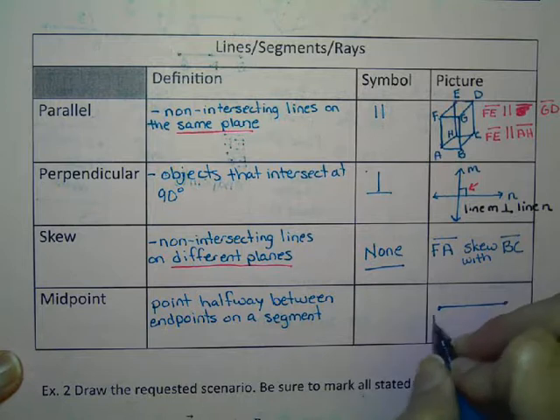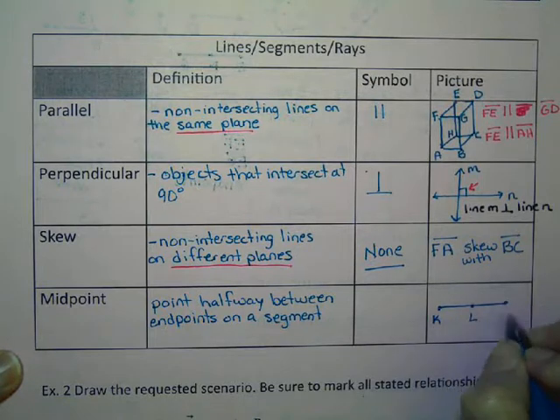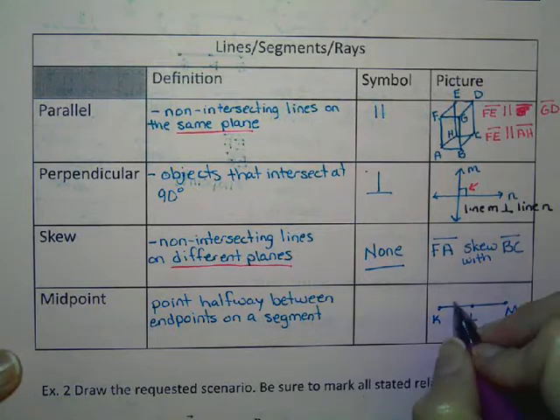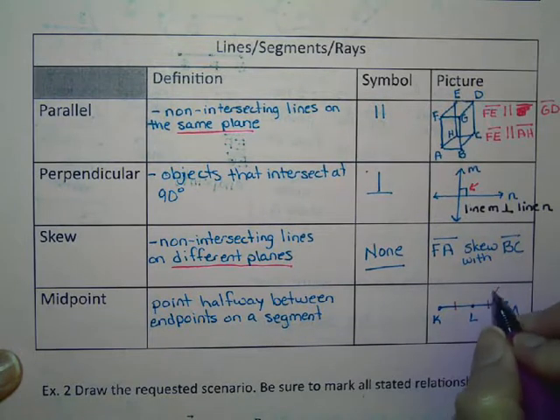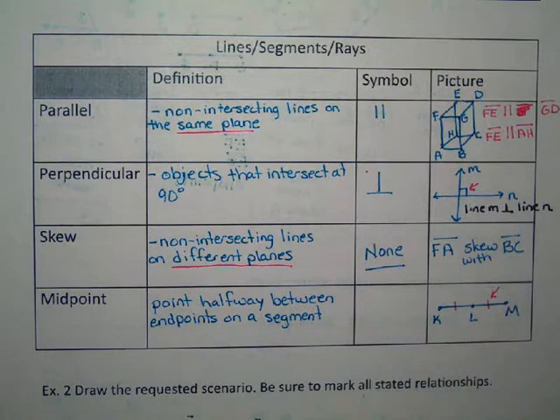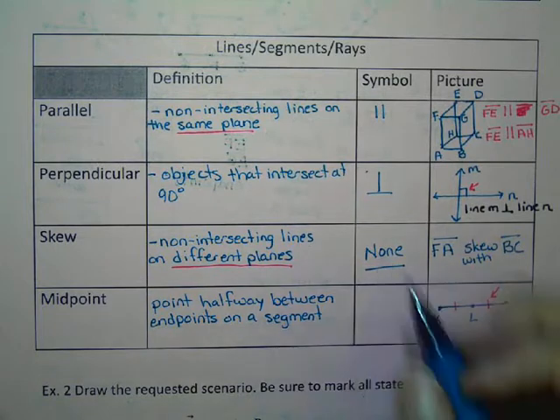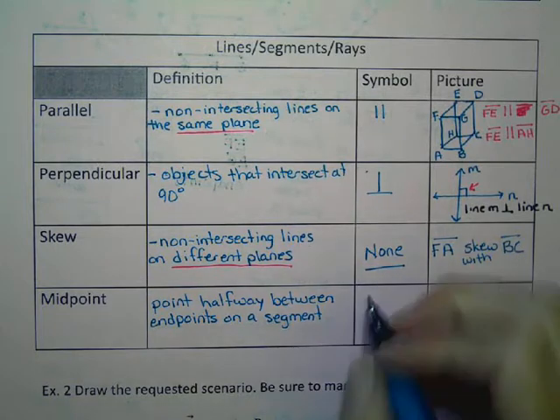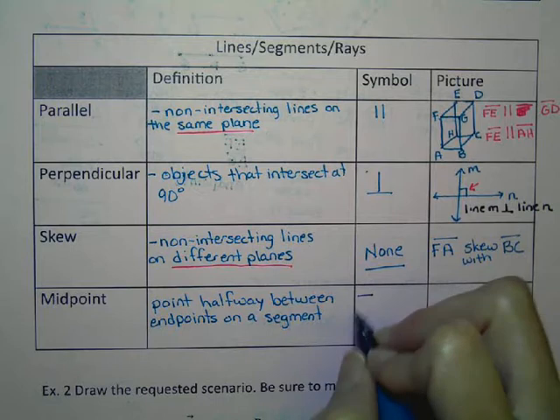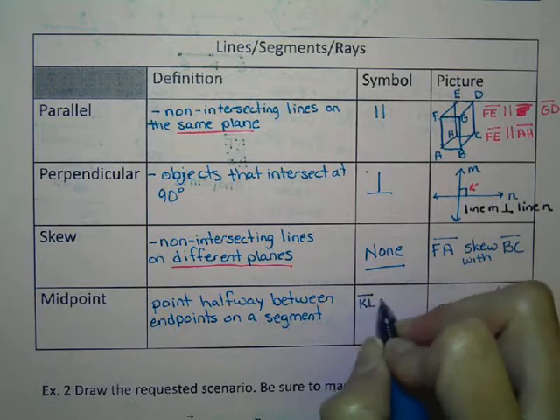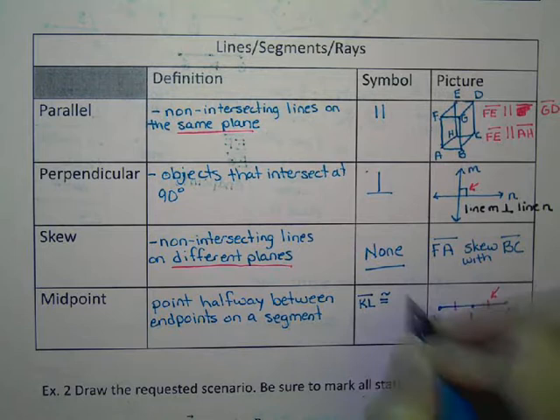So I'm going to draw a picture over here. KLM. To show that it's halfway in the middle, you would put these little marks. Those hash marks show that those two segments are congruent. So for something to be a midpoint, they would just write it with either a congruent symbol or an equal symbol. So if they wrote segment KL is congruent to segment LM.